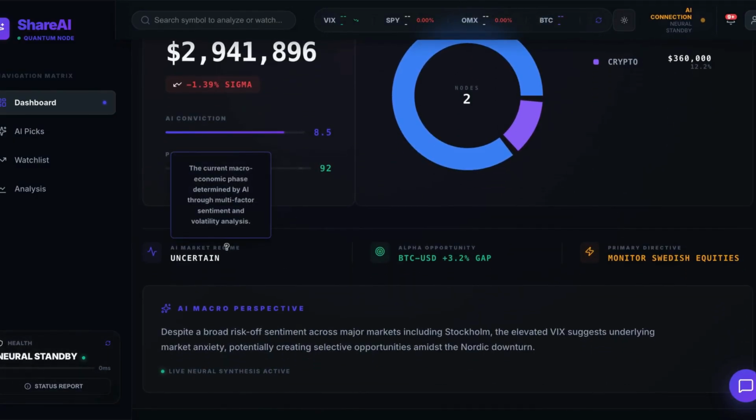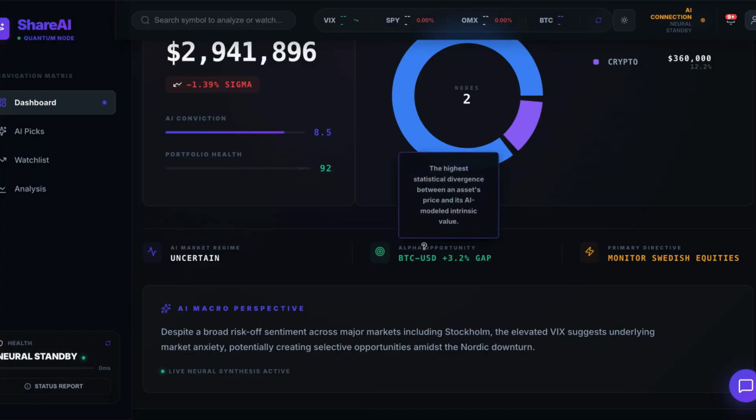Next is the AI market regime. This represents the current macroeconomic phase identified by AI using multiple signals such as market sentiment, volatility patterns, and other financial indicators. Another important metric is alpha opportunities.